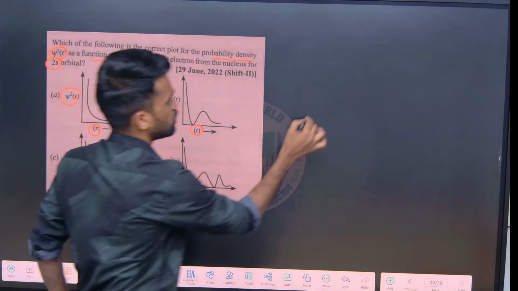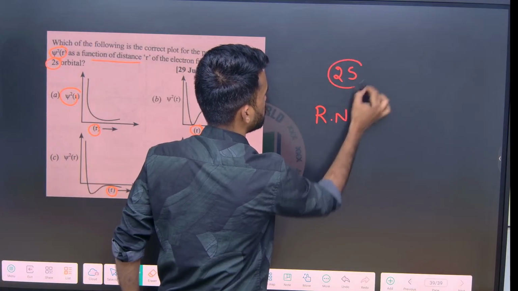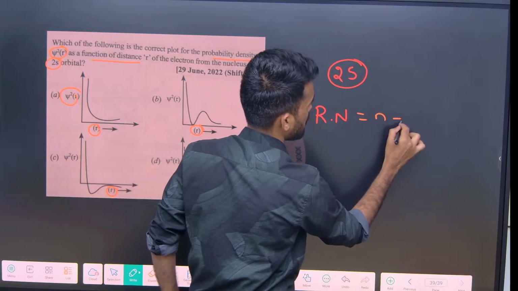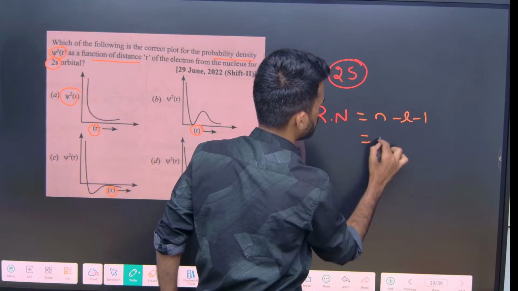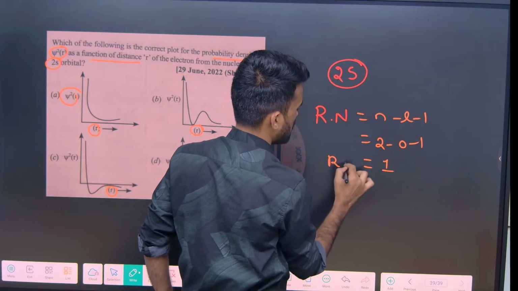So first of all, find the number of radial nodes that are possible for the 2s orbital. It is n minus L minus 1. So n is 2, L is 0, minus 1. So radial nodes are 1. So how many radial nodes did we get? 1.